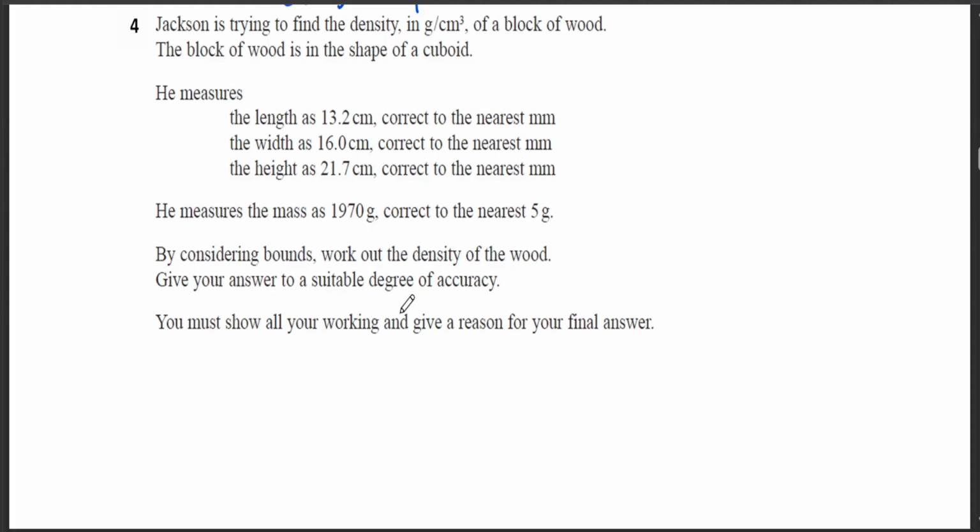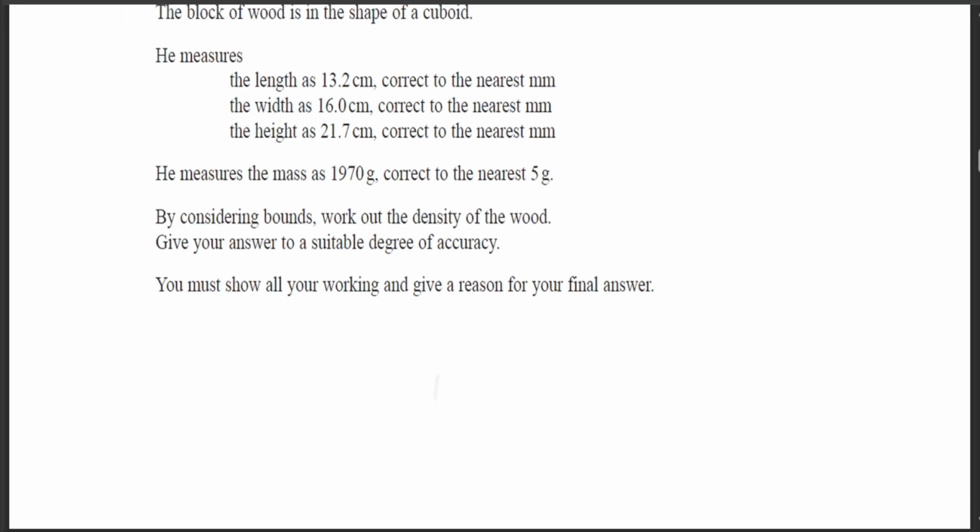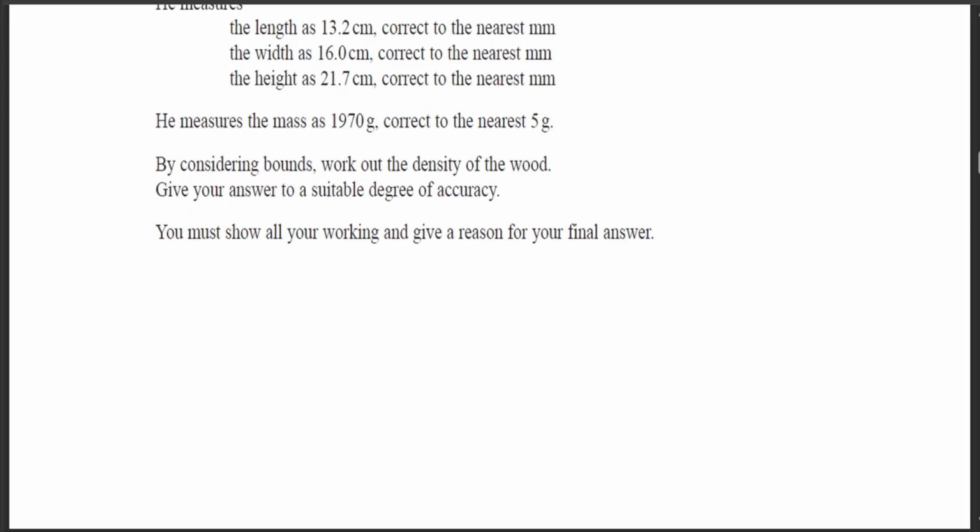Okay, Jackson is trying to find the density in gram per cubic centimeter of a block of wood. The block of wood is in the shape of a cuboid. It measures the length as 13.2 centimeter, correct to the nearest millimeter. The width as 16.0 centimeter, correct to the nearest millimeter. The height as 21.7 centimeter, correct to the nearest millimeter. He measured the mass as 1970 grams, correct to the nearest 5 grams. And by considering the bounds, work out the density of the wood. Give your answer to a suitable degree of accuracy. You must show all your workings and give a reason for your final answer.